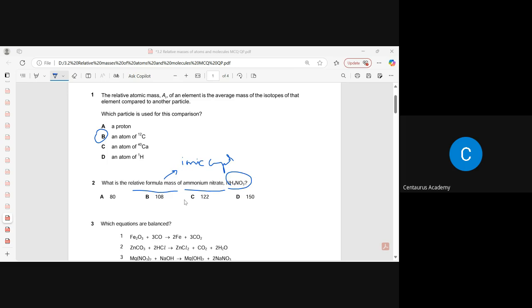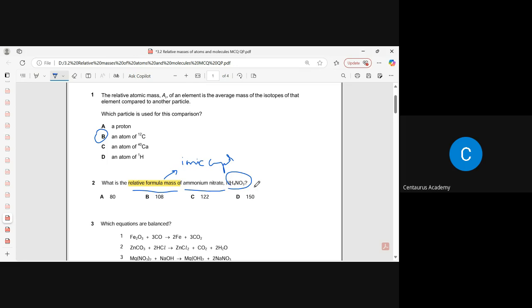What is relative formula mass? How do we calculate it? Yes, how do we calculate relative formula mass? Yes, Ryan. We add up each of the atomic masses of each atom which is present in this particular compound. Okay, very good.